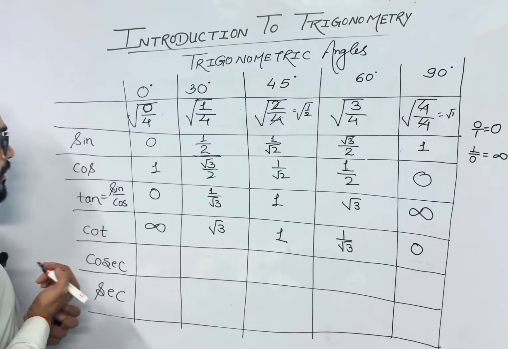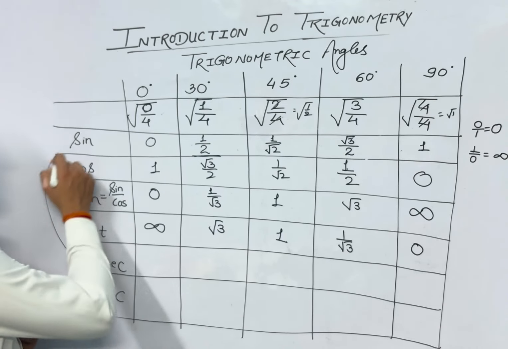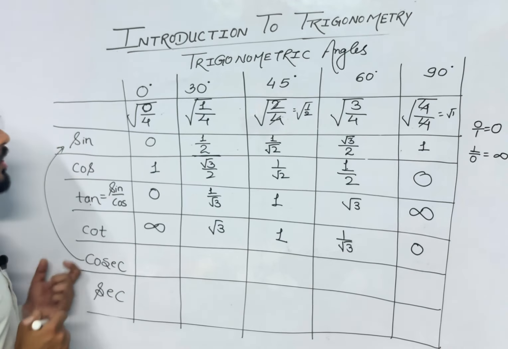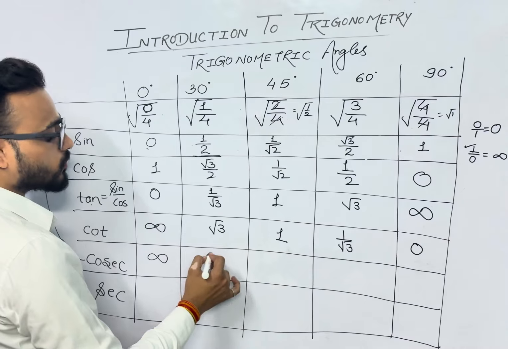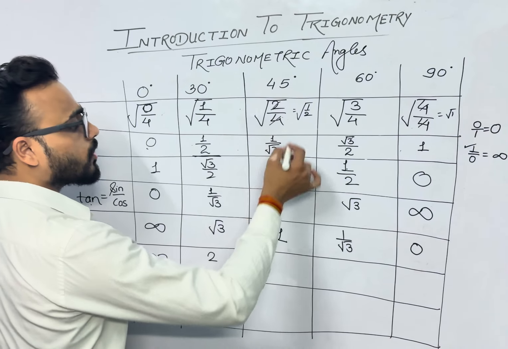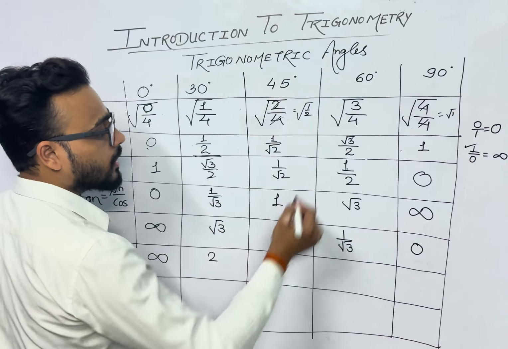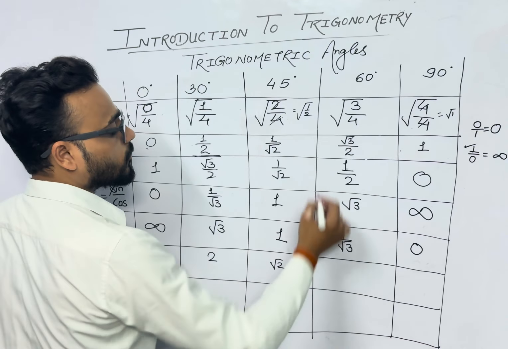Cosec is a reciprocal of sine. So we take the reciprocal of these values. Here it stands for 0 by 1, and the reciprocal of 0 by 1 is 1 by 0, whose value is infinite. The reciprocal of 1 by 2 is 2 by 1. The reciprocal of 1 by root 2 is root 2 by 1, and the reciprocal of root 3 by 2 is 2 upon root 3, and the reciprocal of 1 stands for 1.